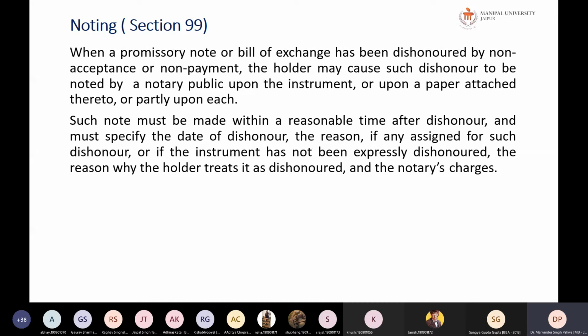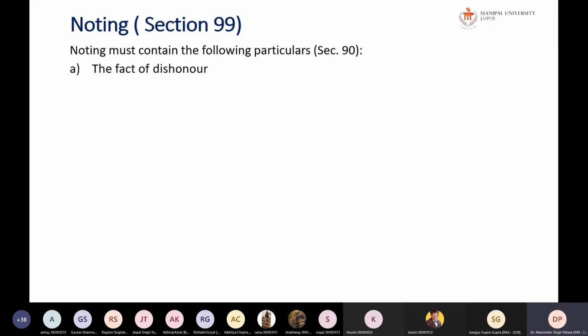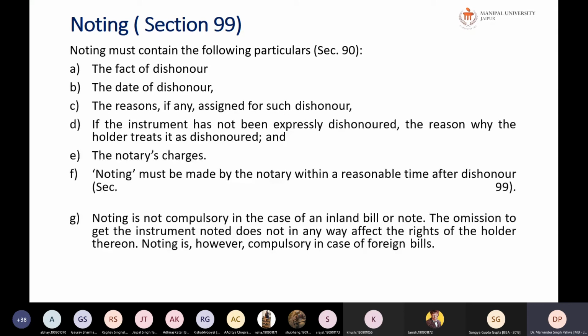Such note may be made within a reasonable time after dishonor and must specify the date of dishonor and the reason, if any, assigned for such dishonor, or if the instrument has not been expressly dishonored, the reasons of the holder why he is treating it as a dishonor, and his charges. So these are the particulars to be mentioned in the noting: the fact of dishonor, date of dishonor, reasons of dishonor, and the notary charges which he has actually taken. And noting must be made by a notary within a reasonable time, under section 99.